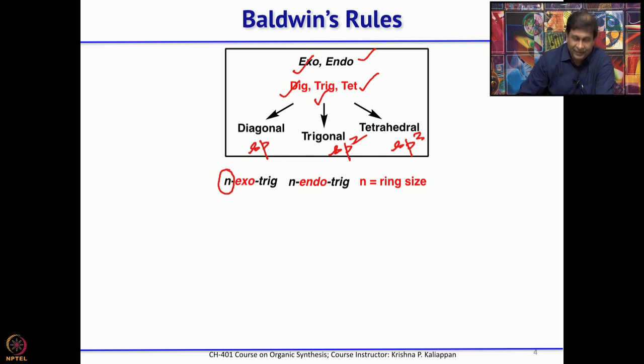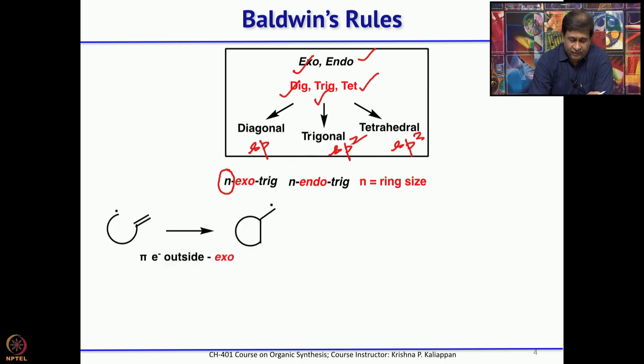What is exo and endo? When the radical is formed, now the radical adds to the double bond. It can add in two ways. First way, it adds like this, and the final radical, that is, after the cyclisation, if it is outside the ring, then the whole process is called exo.